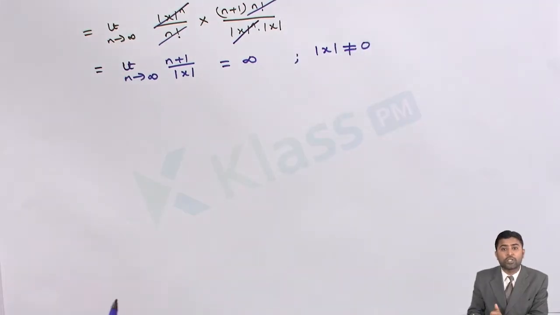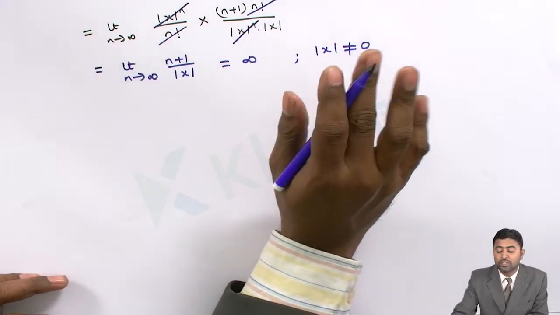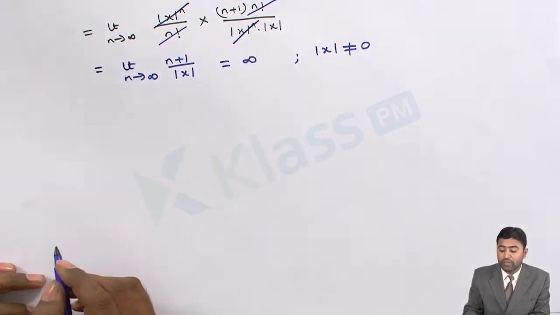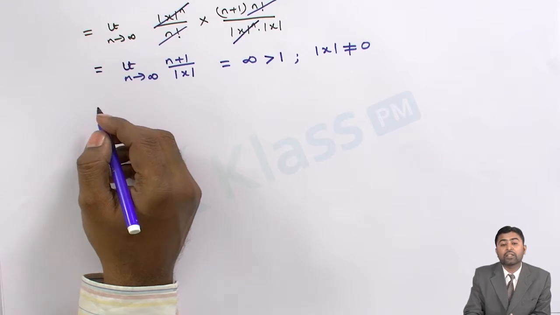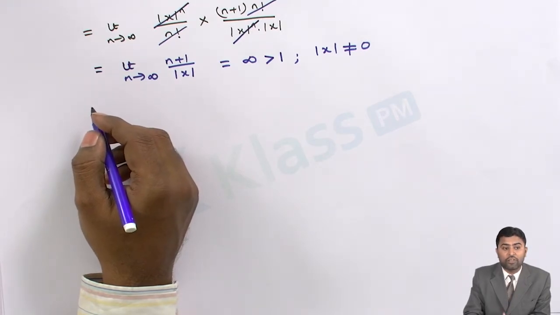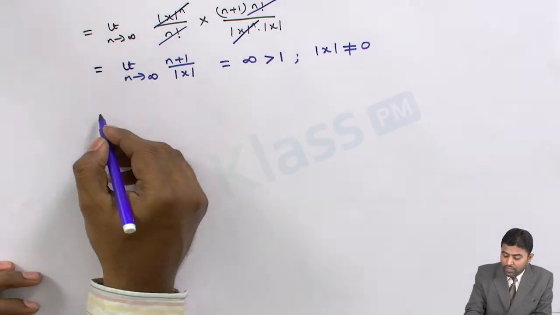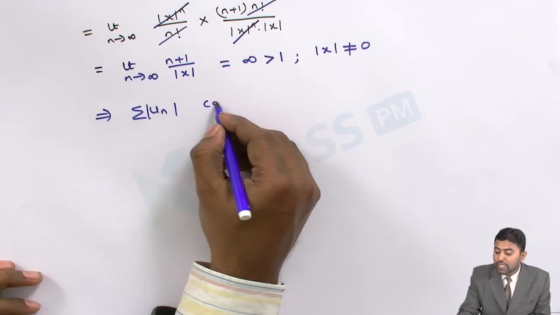Otherwise it becomes 0 by 0 form or infinity by infinity form or infinity into infinity form. Indeterminate. So to avoid that, write here that |x| is not equal to 0. So this limit n tends to infinity, n plus 1 by |x| is equal to infinity. See that this infinity means greater than 1. In D'Alembert's ratio test we have learned that when the limit is greater than 1, the given series converges. It implies summation |un| converges.